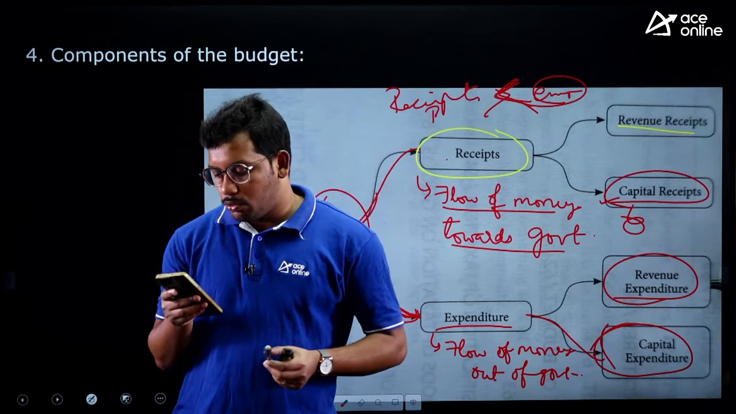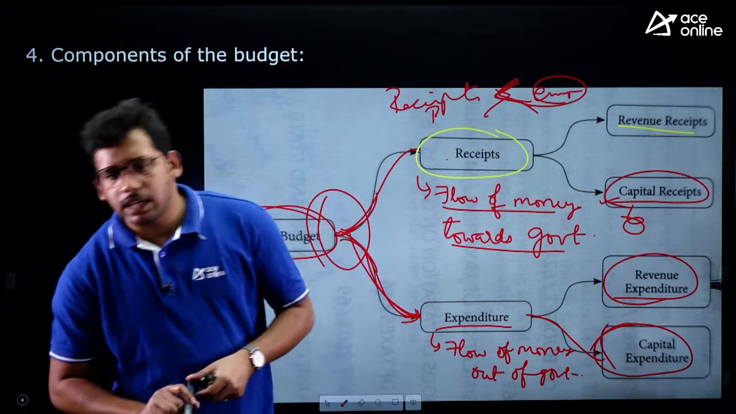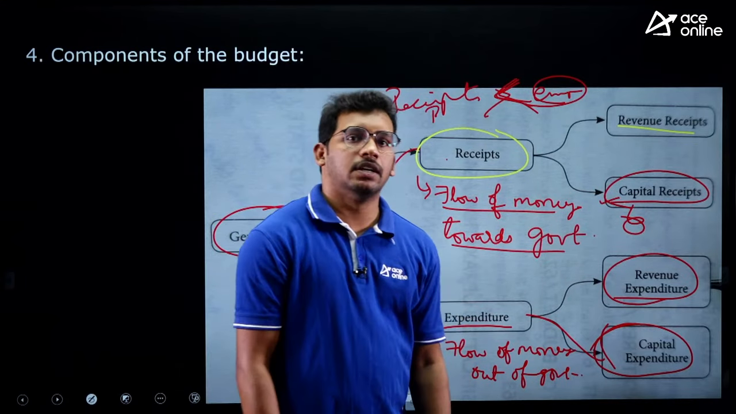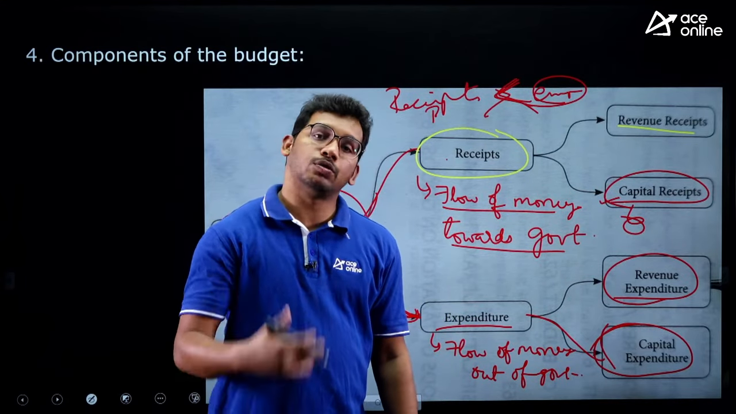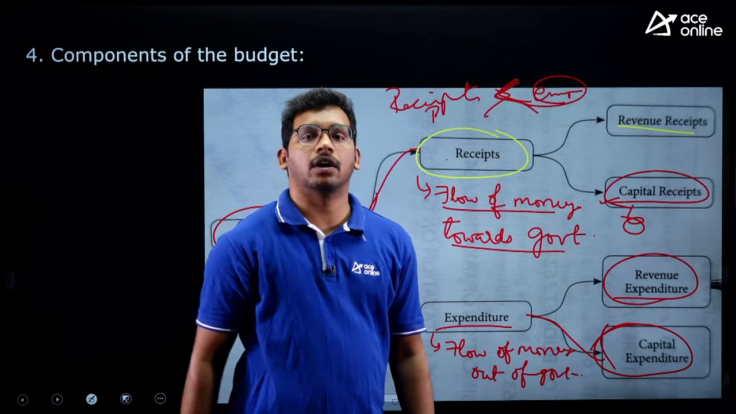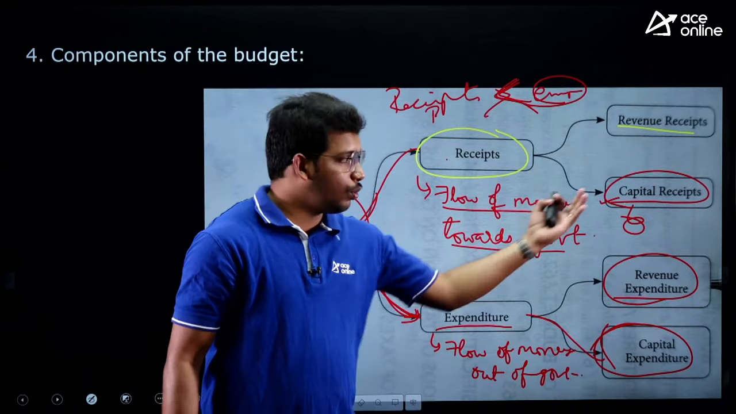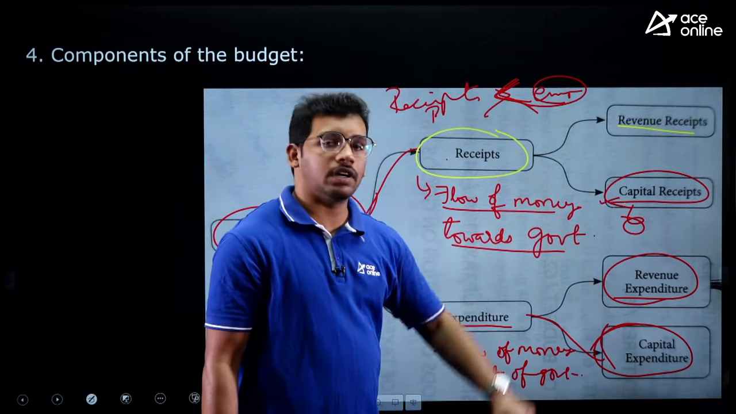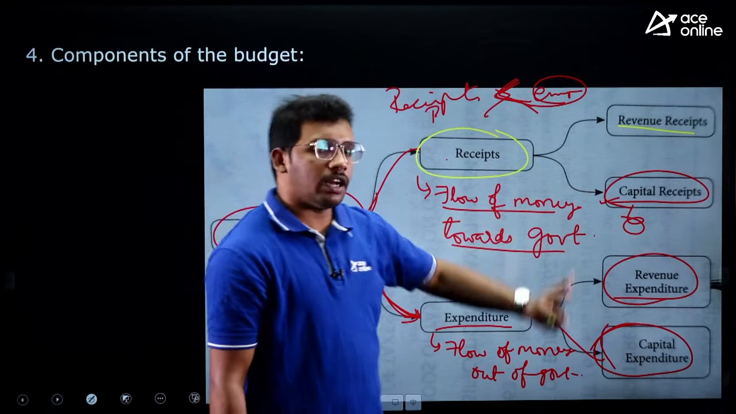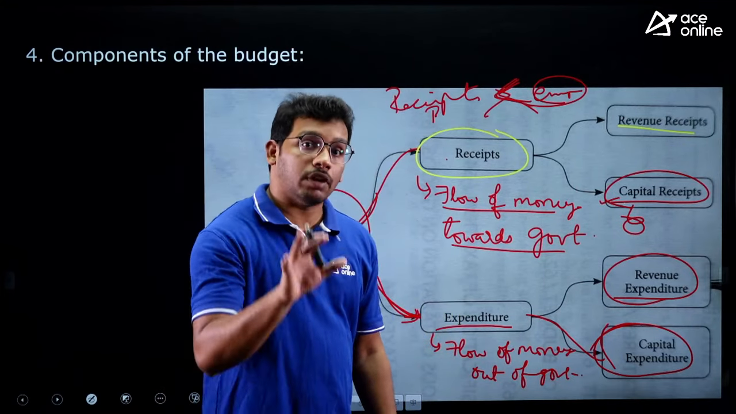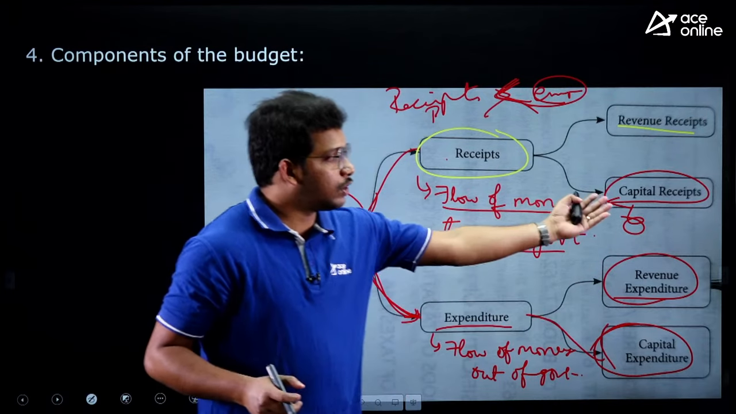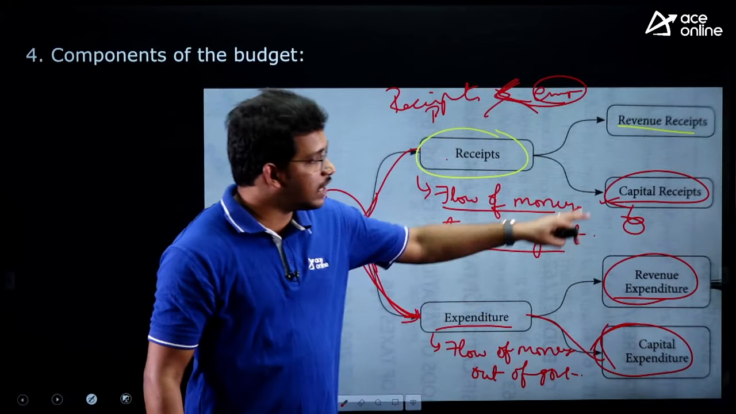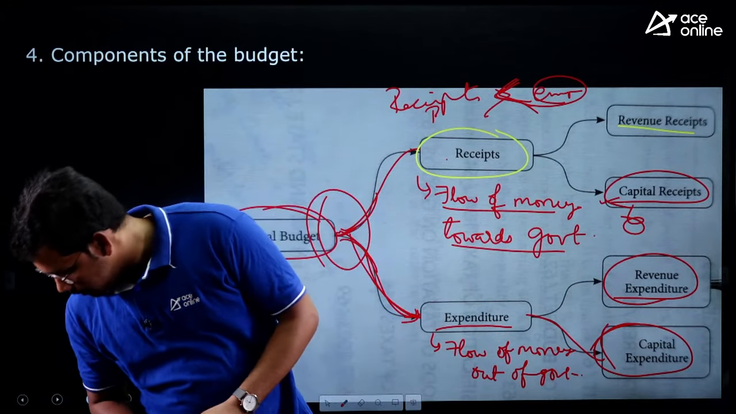How does government get capital receipts? Government may give some loans to other countries, or the central government will give loans to the state governments. So they will get back money after 1 or 2 years. Those also will come under the capital, right? So these are capital receipts, and government also will borrow money from others. So that is also money for the government, but they need to pay back in the coming years. So that is called capital receipts.